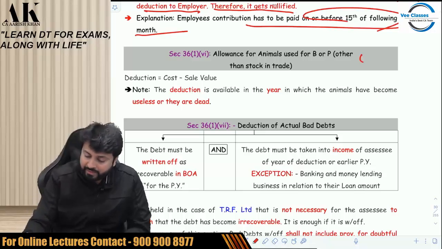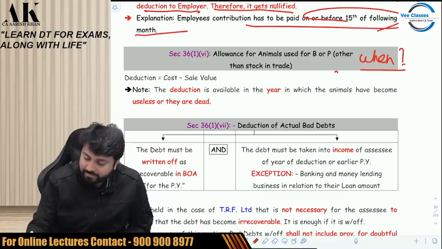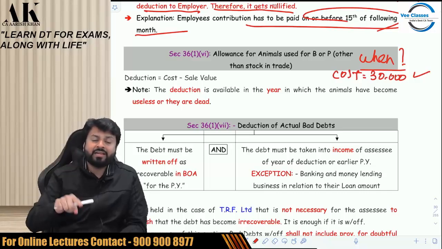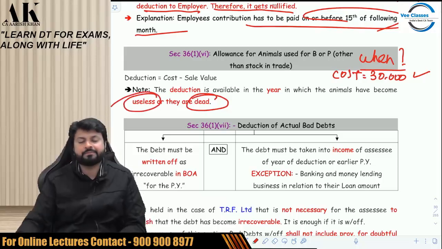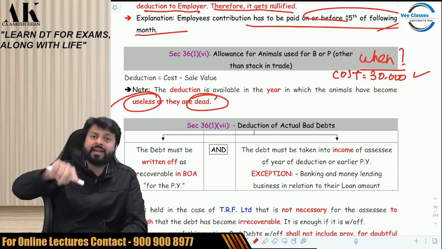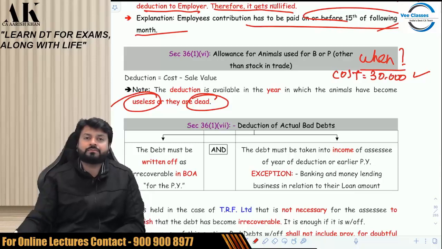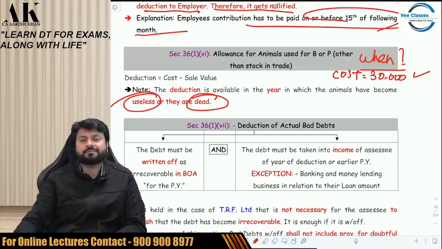How and when? Suppose I purchased an animal and the cost of the animal is 30,000 rupees. So I will not get the deduction on the date of purchase, but I will get the deduction in the year in which the animal is either dead or is useless. So the deduction is available in the year in which the animal is dead or the animal is useless. Otherwise, the deduction is not available to you. It will be available in the year in which it is dead or useless.